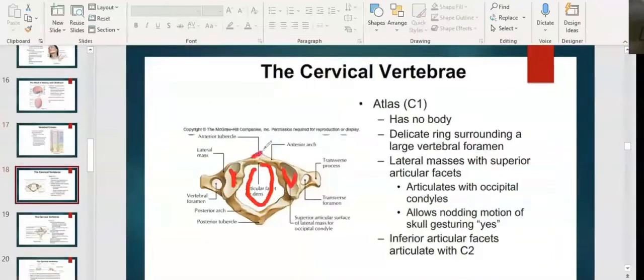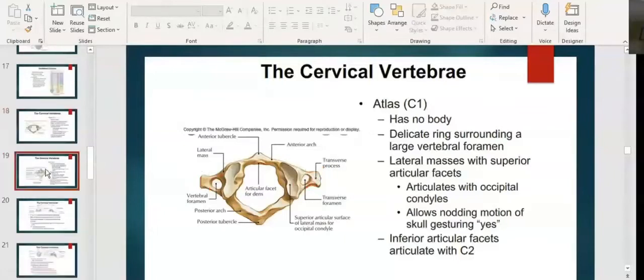In front, you have the anterior tubercle, the posterior tubercle, and on the side, you have a process. This process goes like that, so this is a transverse process. Transverse process right here, and transverse process right here. In the transverse process of the atlas, you have a transverse foramen. This is for the blood vessels to take blood to your brain.